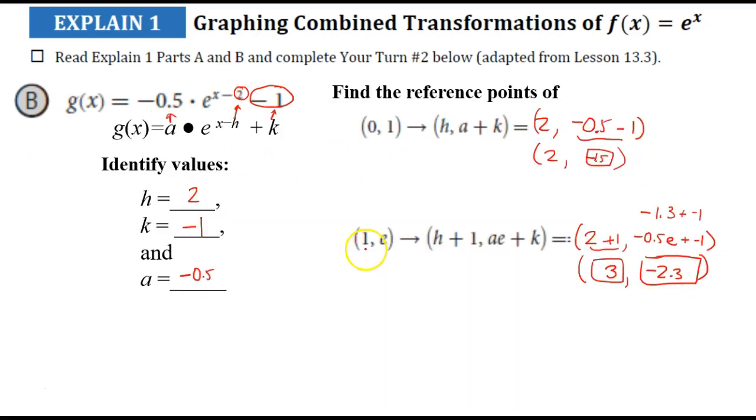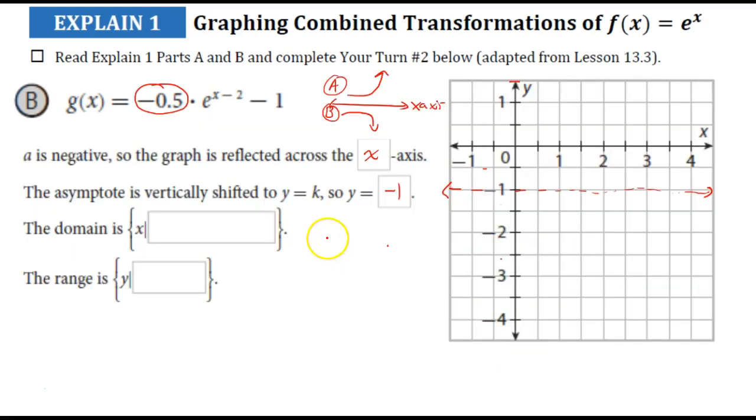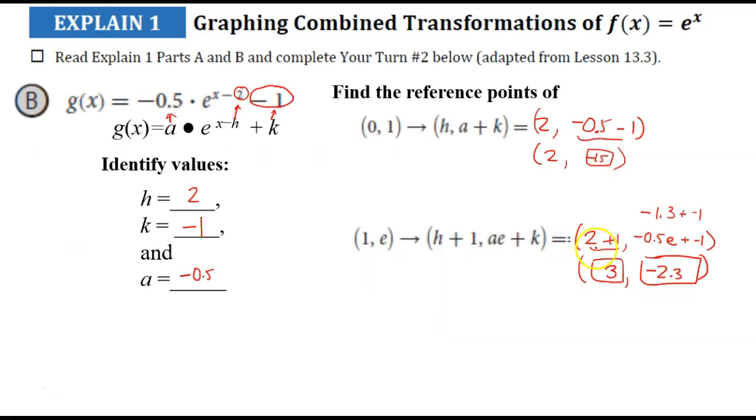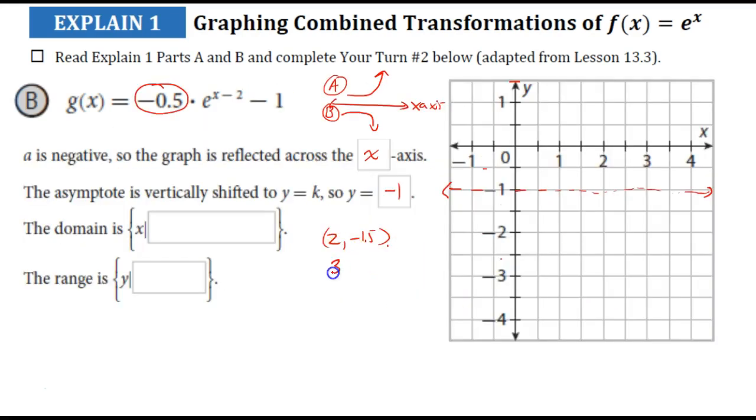And then our reference points were 2, negative 1.5 and 3, negative 2.3. Alright, so let's go ahead and plot those points out. Now I notice here that they don't really give me my middle values, so I'm thinking that's about 0.5, 0, and negative 0.5, negative 1.5. So this sometimes helps us graph along the way. So here for 2, negative 1.5 would go here, and for 3, negative 2.3 would maybe go somewhere around here. So I'm just going to kind of sketch my graph.